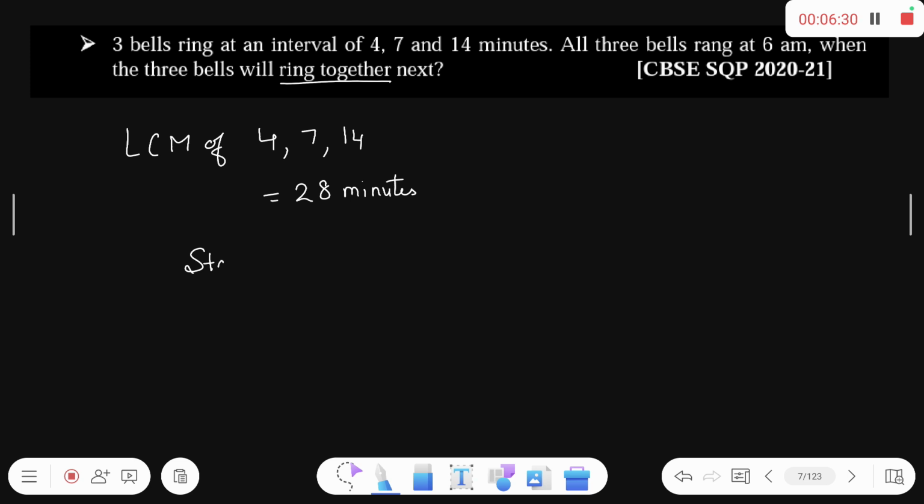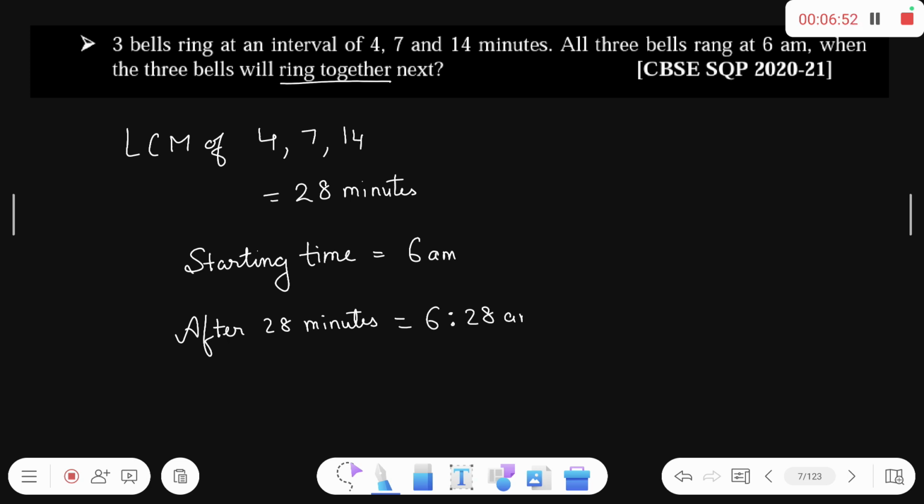As the data given is in minutes, so it is 28 minutes. Your starting time is 6 am. Hence, after 28 minutes, when they will ring together, it will be 6:28 am. Your answer. Always put box on your answers to highlight here.